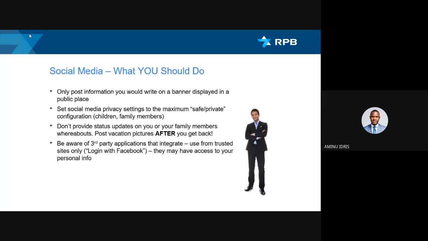So, what you should do with regard to social media, like I said, is only post information you would write on a banner and display in public places. Set social media privacy settings to maximum, safe private configuration, especially for children, family members, and anything associated with you, your organization, and your family. All those kinds of information need to be kept very confidential. Don't provide status updates on your family members.